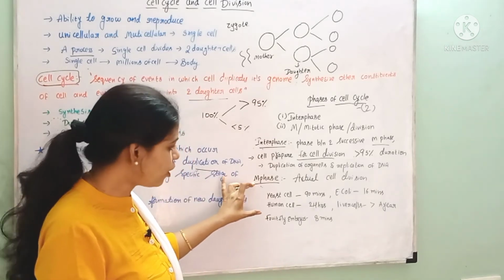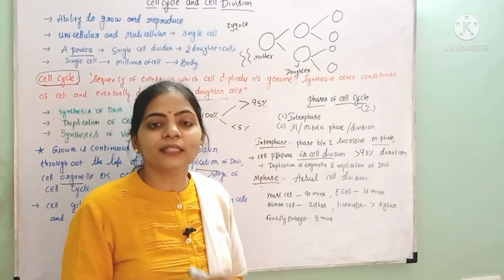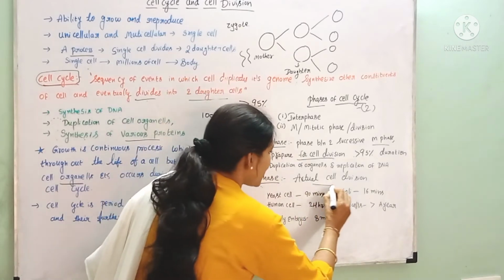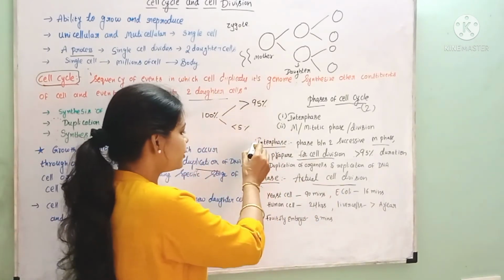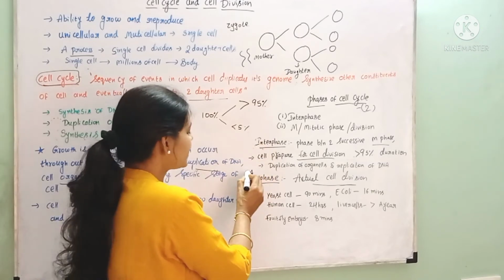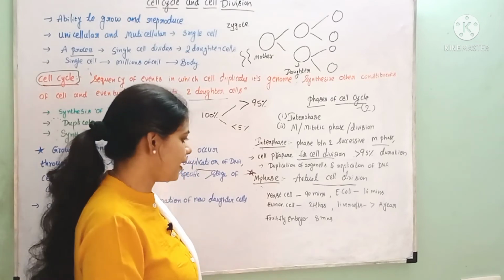And M phase means what? M phase is the actual cell division phase. Here in this phase only the cell division occurs. So in which phase does the actual cell division occur? In the interphase or M phase? We need to tell it as M phase. In the M phase only the actual division of the cell occurs.